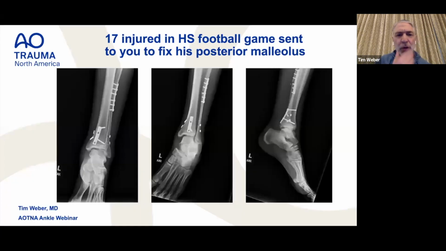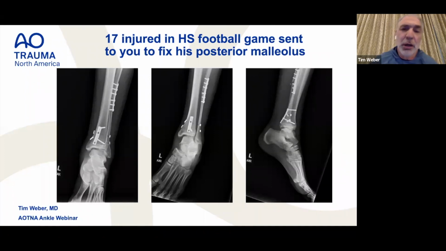So this first one, a 17-year-old high school quarterback, ended up with a Weber C type ankle fracture with a posterior malleolus. And this was how he was fixed by one of our local orthopedic surgeons. Afterwards, he felt a little uncomfortable about the posterior malleolus, so he got a CT scan and sent the patient to us to have his posterior malleolus fixed, telling mom and dad that everything else looked good.